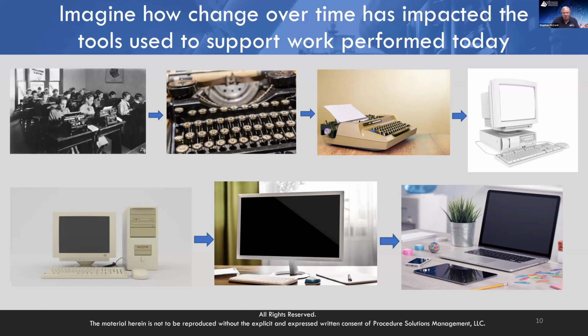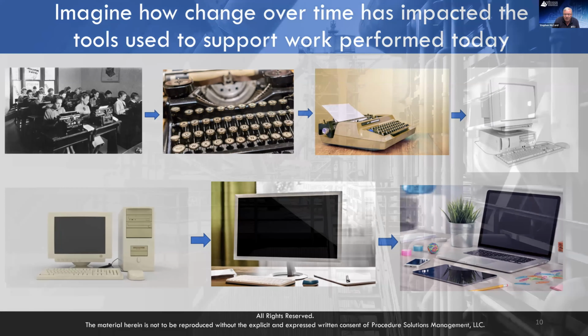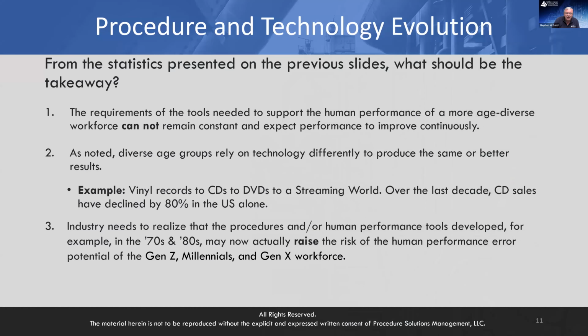Of how this has evolved over time, right? So now when you push the button forward again from the statistics presented on the previous slide, what I hope the takeaway is for you, right? The requirements of the tools needed to support human performance of a more age-diverse workforce cannot remain constant and expect performance to improve consistently or continuously, right? As noted, diverse age groups rely on technology differently.